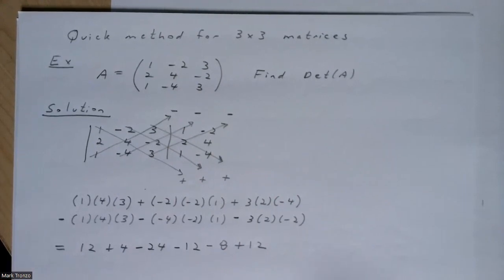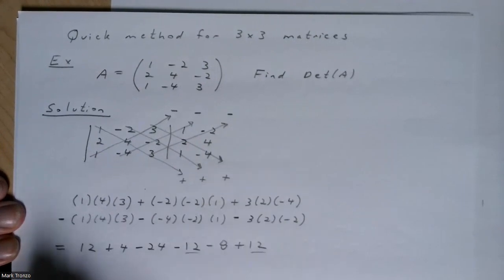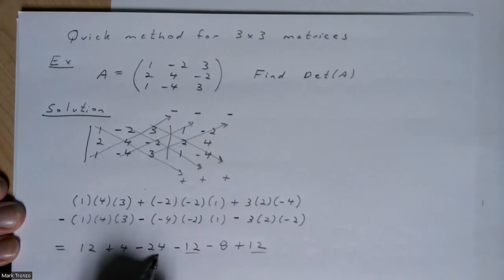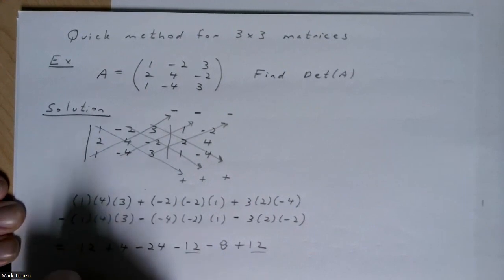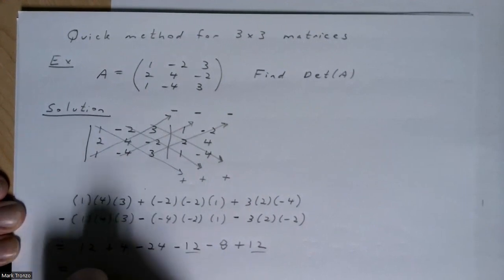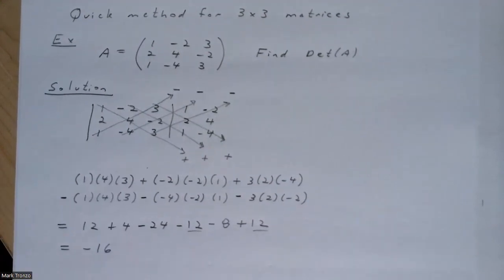So let's see, actually, a couple of these things are going to cancel. And over here, we're going to have 16. That and minus 24, it's going to be minus 8. Another minus 8 gives us minus 16. So that's the same answer we got a minute ago here.